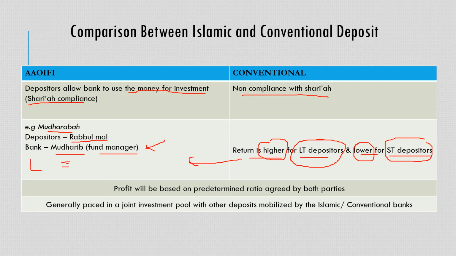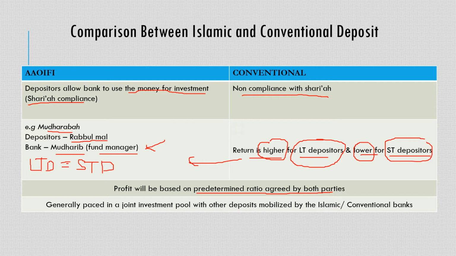Long-term depositors, LTD, are the same as short-term depositors. It has to be fair, because in Sharia compliance we have to be equal. We cannot discriminate. And the profit will be based on the predetermined ratio agreed by both parties. So the profit will be based on predetermined ratio agreed by both parties.